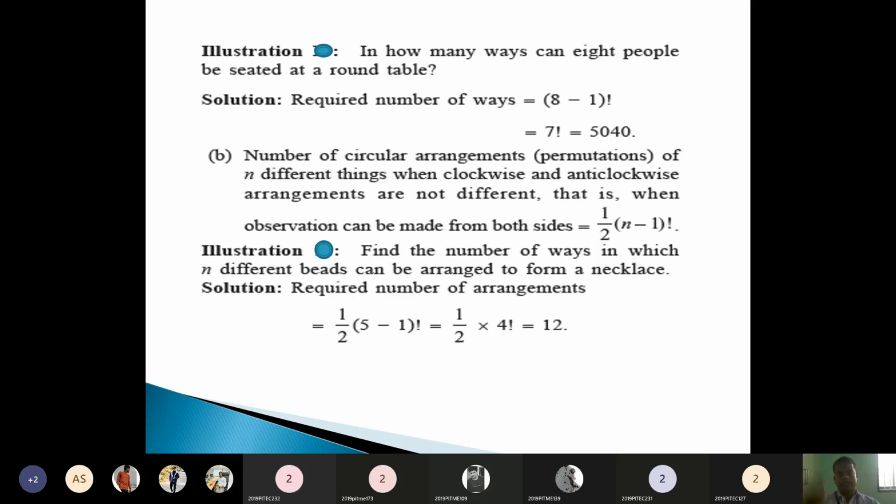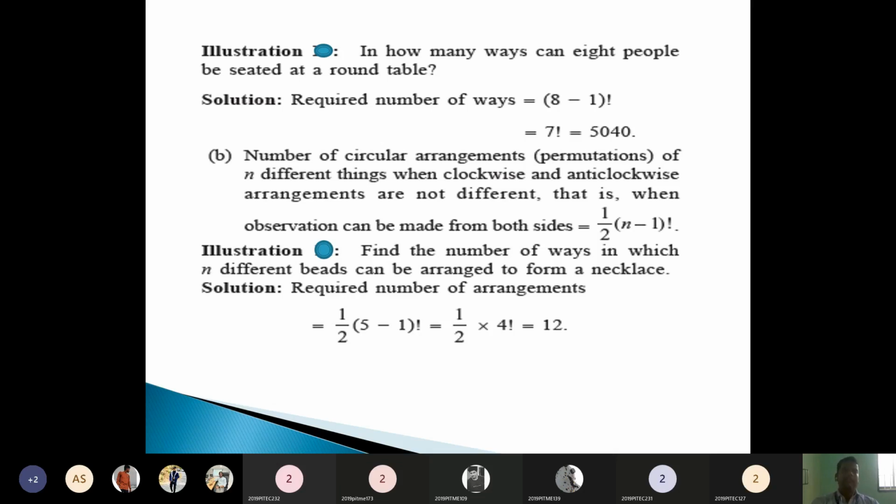So when you multiply it, you will get 5040 as a value. The number of circular arrangements of n different things, when clockwise and anti-clockwise arrangements are not different, for such a case, if the question mentions that, then the permutation is 1 by 2 of (n minus 1) factorial.